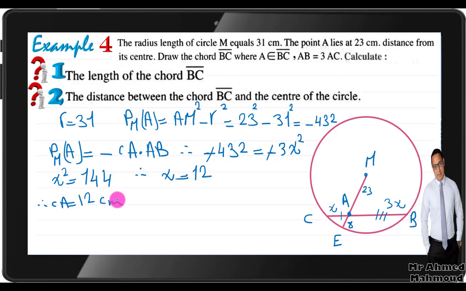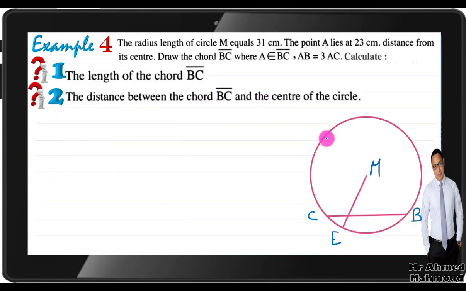This is the first part of the question. The second part: find the distance between the chord BC and the center. Okay, now I don't need those anymore, so I'm going to erase them. The distance between M, the center, and the chord will be like this. This will be the perpendicular distance.